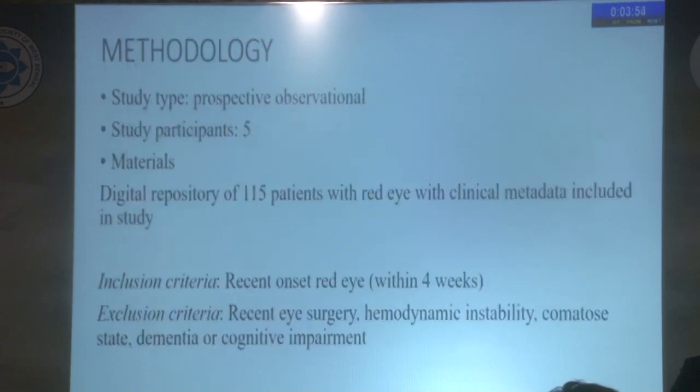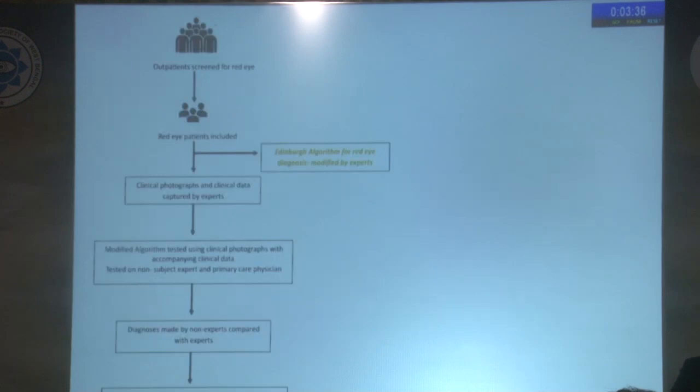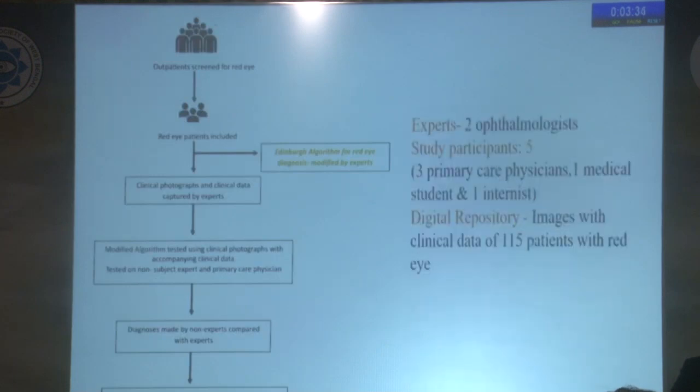It was a prospective observational study, and we had 5 study participants. So we tested this algorithm on 5 participants. And how was it tested? Using a digital repository of smartphone images of 115 patients with recent onset red eye. Recent onset meaning within 4 weeks. This was our exclusion criteria. Two ophthalmologists were considered the experts.